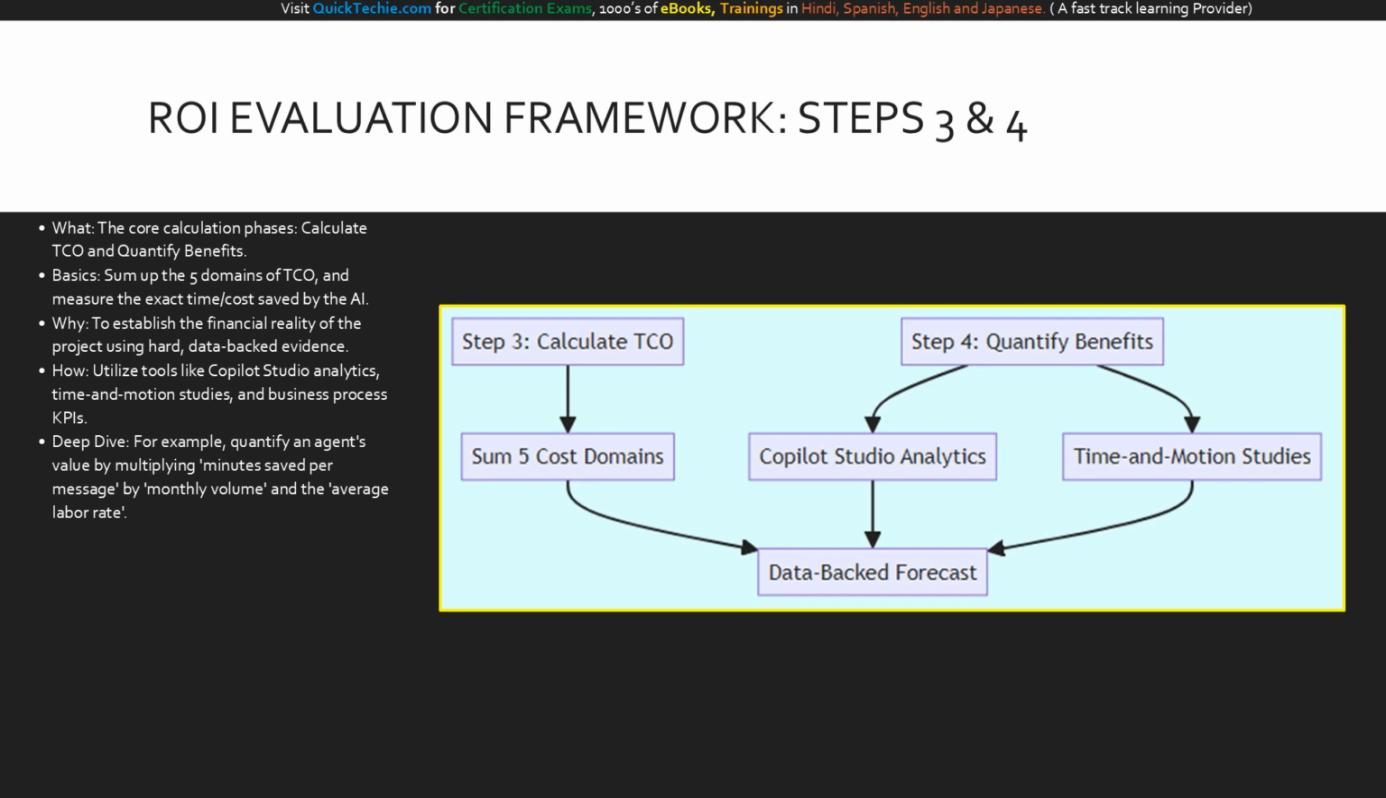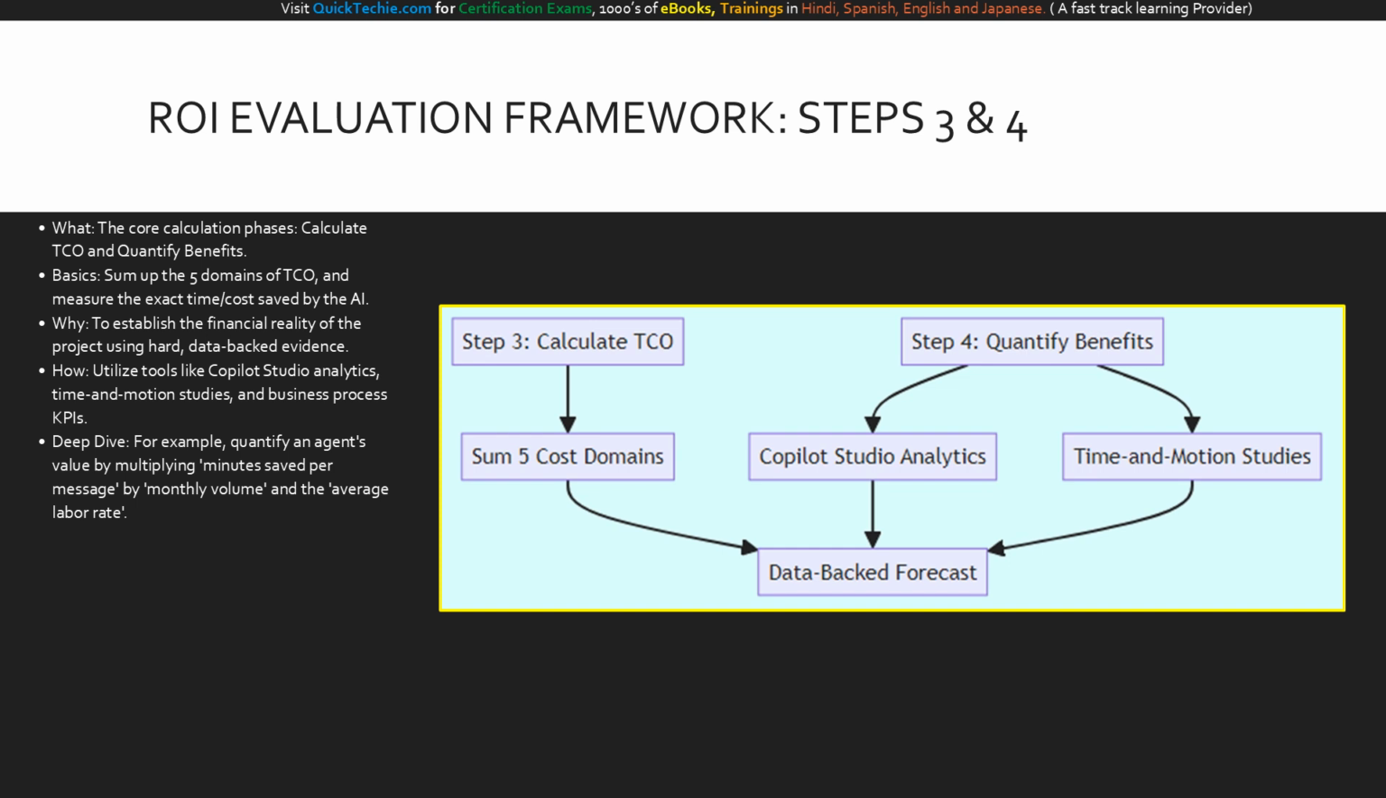Moving to the core calculation phases, we have steps 3 and 4, calculate TCO and quantify benefits. What are we doing here? We are taking the theories from the previous slides and turning them into math. The basics involve summing up all costs across the 5 domains of TCO and then measuring the exact time and cost saved by the AI intervention. Why? To establish the financial reality of the project using hard, data-backed evidence rather than assumptions.